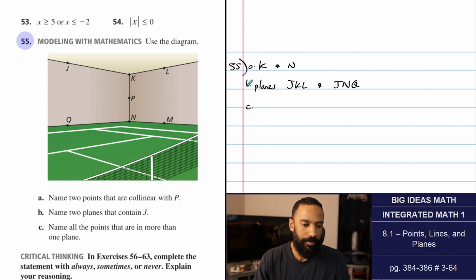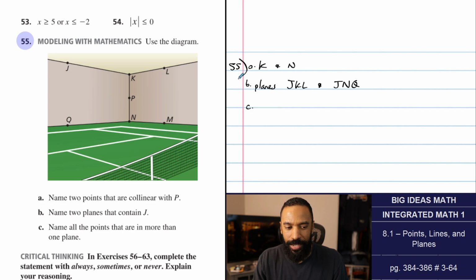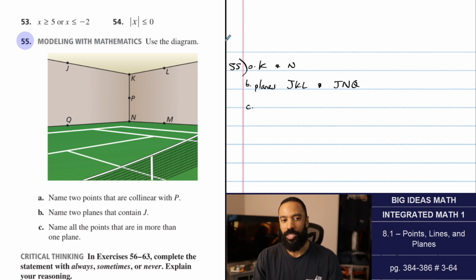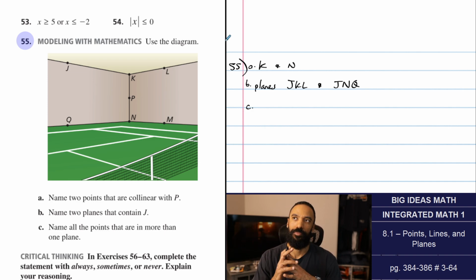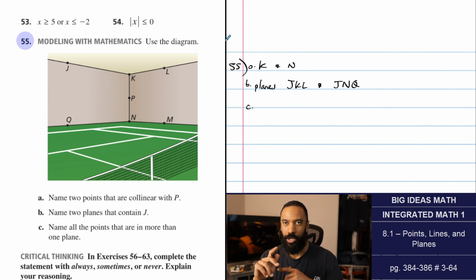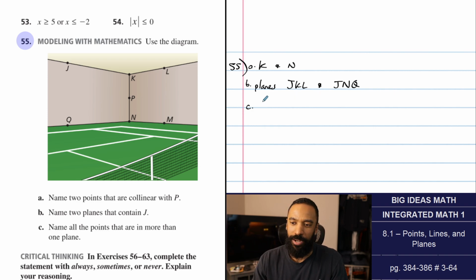Part C, name all the points that are in more than one plane. So any points that are on these lines, the lines are made up of multiple planes. I don't see one that's not, because they're all on lines. So I'm going to name every point. J, K, L, M, N, P, Q. I'm going to do it alphabetically. I should just say all of them: J, K, L, M, N, P, and Q.